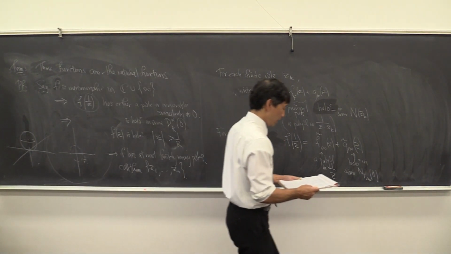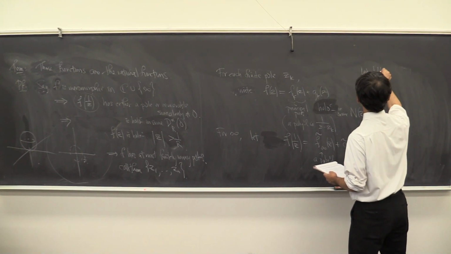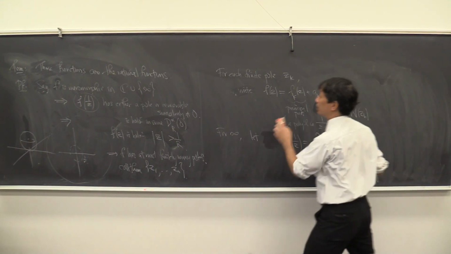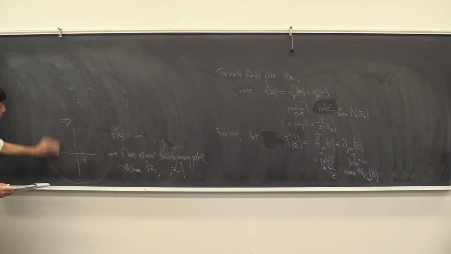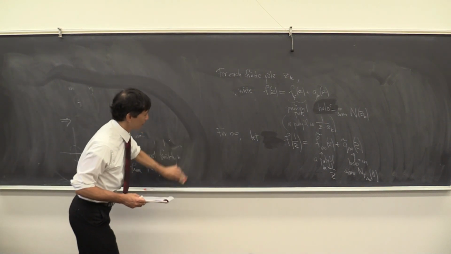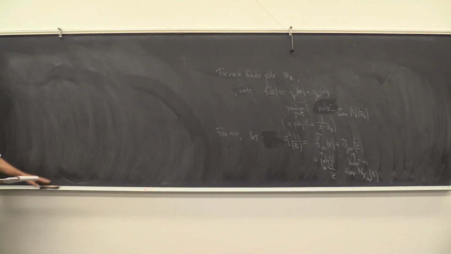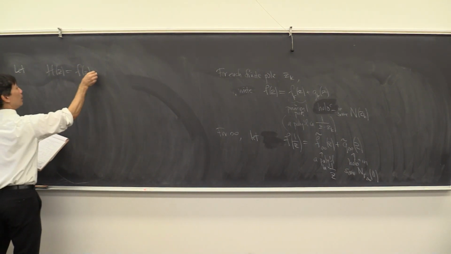Okay, so then what you do is you say, well, let's subtract all of the principal parts to get rid of all the poles. So let h of z be your original function, subtracting off.